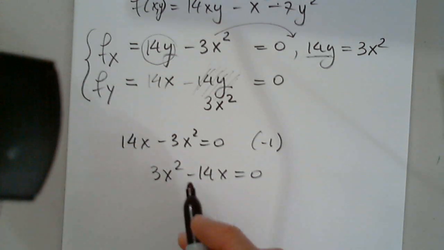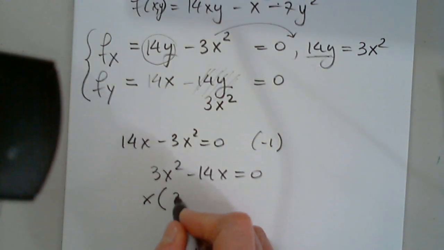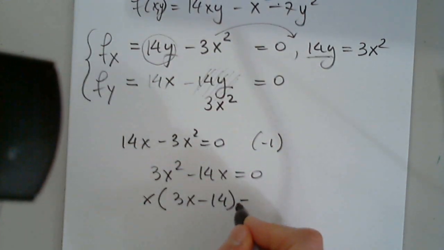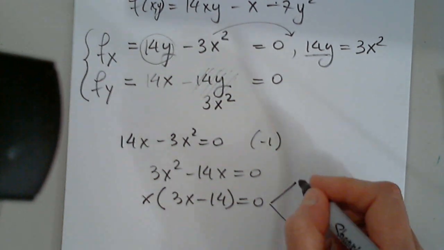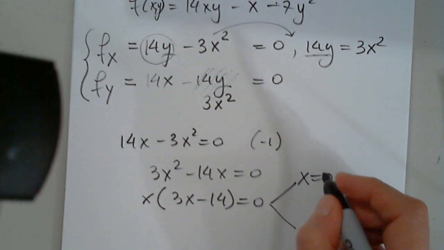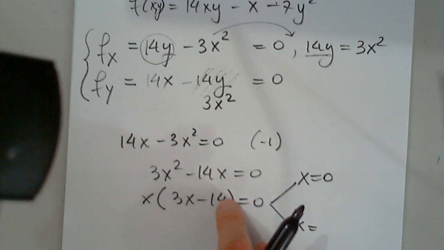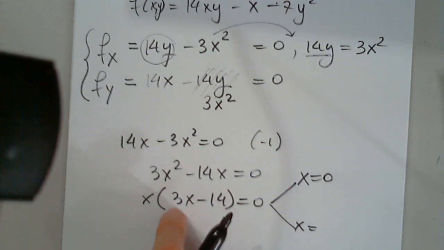And this is quadratic and you will have two solutions. I factor out x, I get 3x minus 14. So I get two possibilities. When x is 0 and when x is 14 over 3. Move 14 divided by 3.